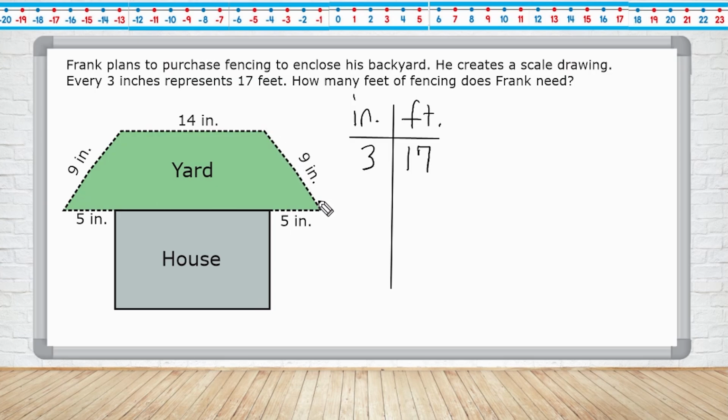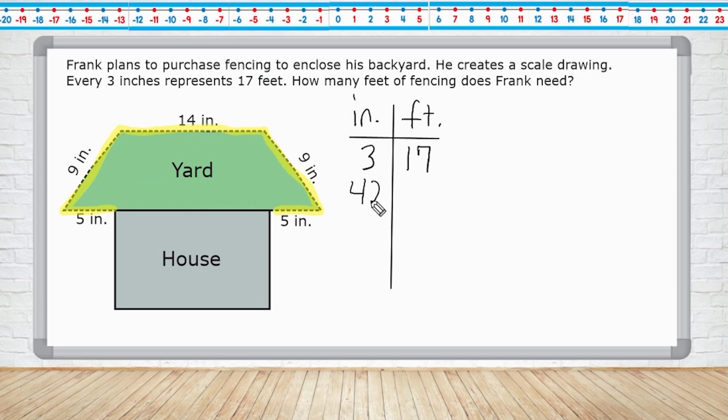However, we need to determine how many feet of fencing Frank needs to go all the way around the yard. Now, what we should note is that we are not fencing this part behind the house. We are fencing from here to here, to here, to here, to here, and to here. So what we have to do is add up these 5 numbers. All right, so 5 plus 5 is 10, and 9 plus 9 is 18, and 10 plus 18 is 28. And then if we add 14 more, that would give us 42 inches.